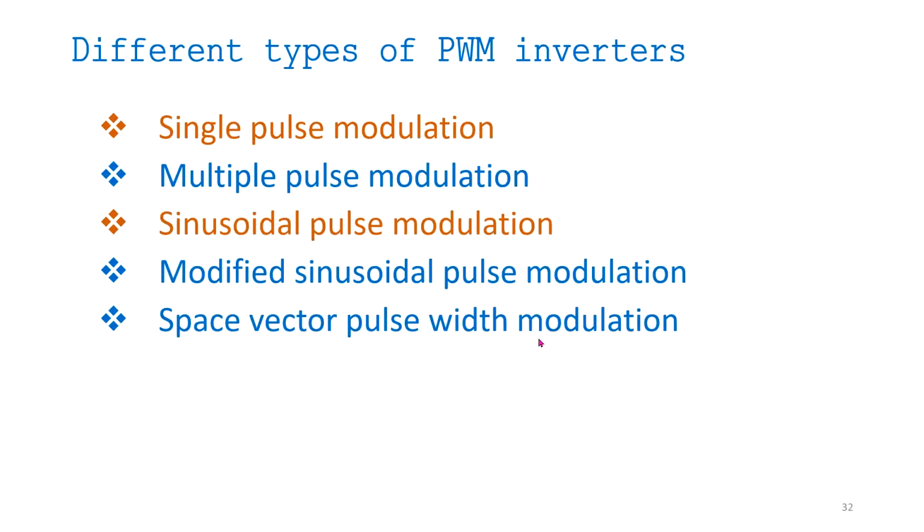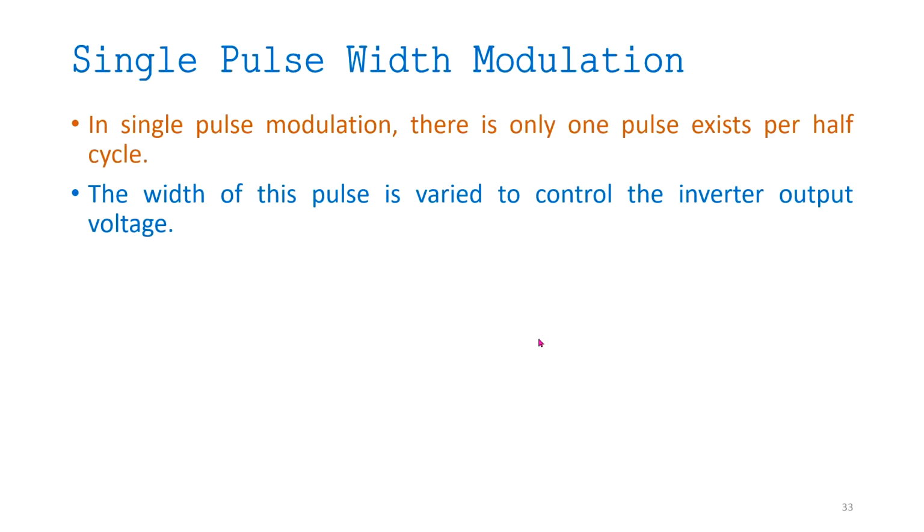There are different types of PWM inverters: single pulse, multiple pulse, sinusoidal pulse, modified sinusoidal pulse, and space vector pulse width modulation. Okay, we will see them one by one. What is single pulse width modulation? In single pulse modulation, there is only one pulse per half cycle. You should remember this. Only one pulse per half cycle. The width of this pulse is varied to control the inverter output. We just adjust the width of that pulse to control the output of the inverter.